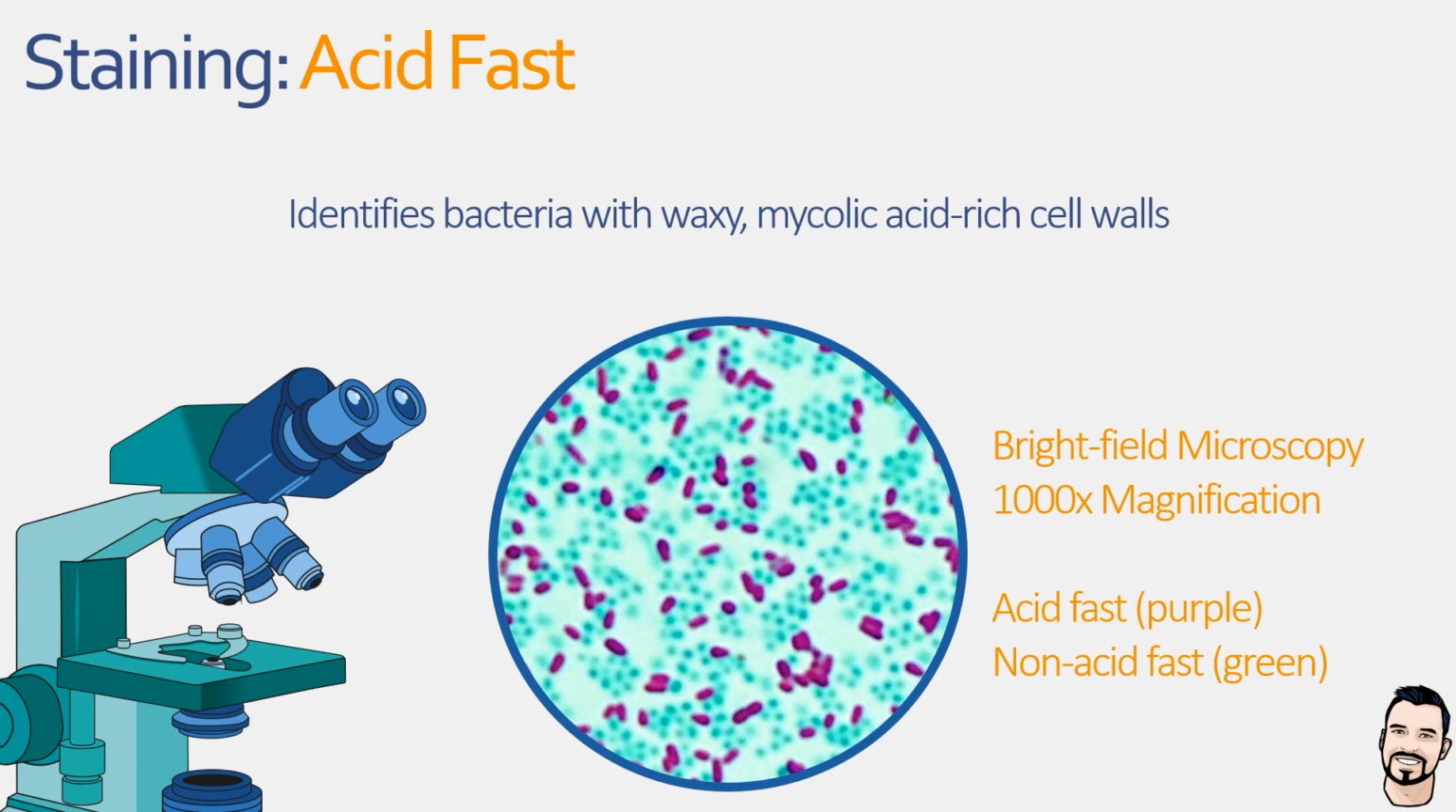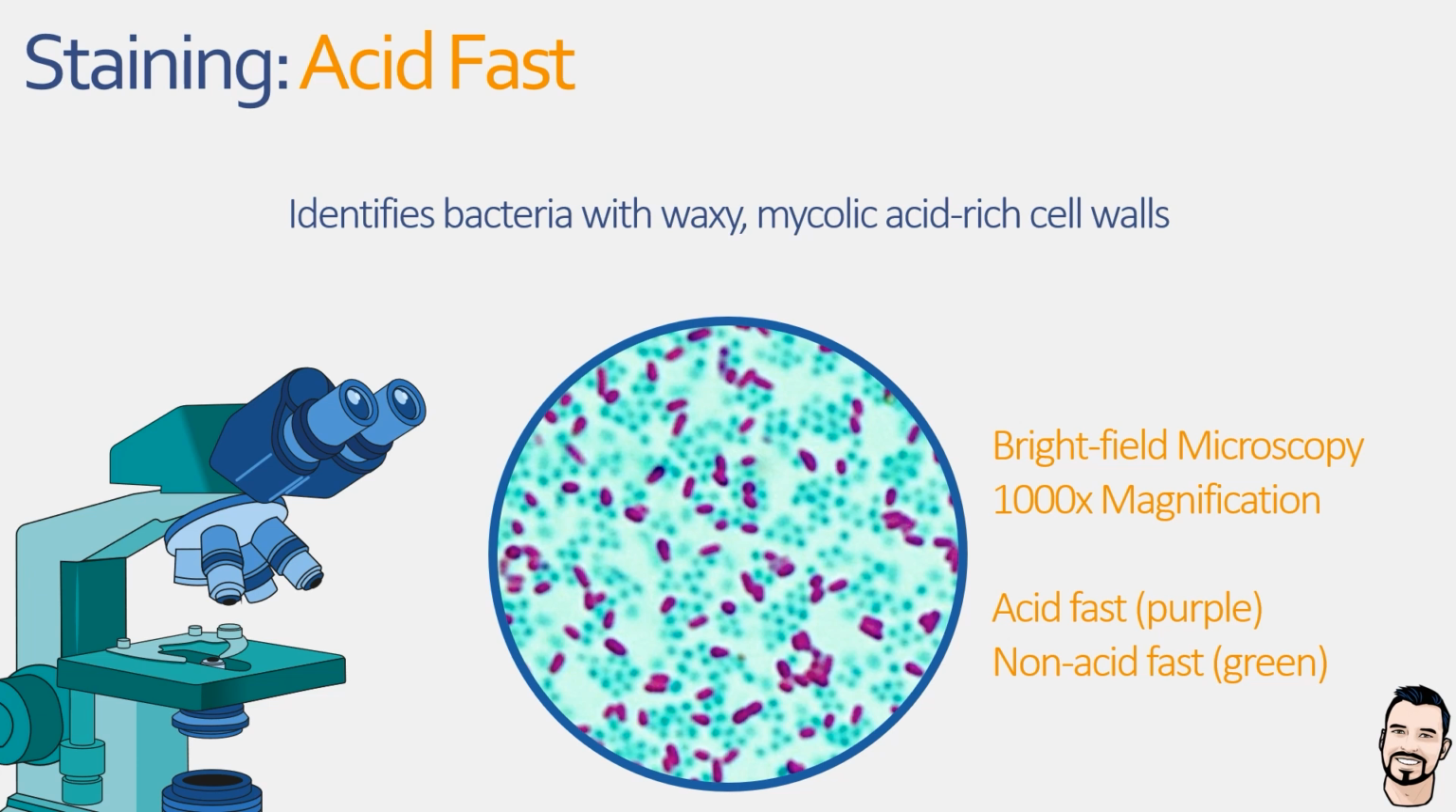And so in this example, at 1000 times total magnification, we can see Mycobacterium cells appearing purple because they retain that carbol fuchsin dye, even after the acid decolorization step, which is due to their waxy, mycolic acid-rich cell wall, which prevents the stain from being washed away. In contrast, the Staphylococcus cells appear green, as they do not retain the carbol fuchsin and instead take up the brilliant green counterstain. And so this particular staining method is crucial for identifying acid-fast bacteria, such as those responsible for tuberculosis and leprosy.